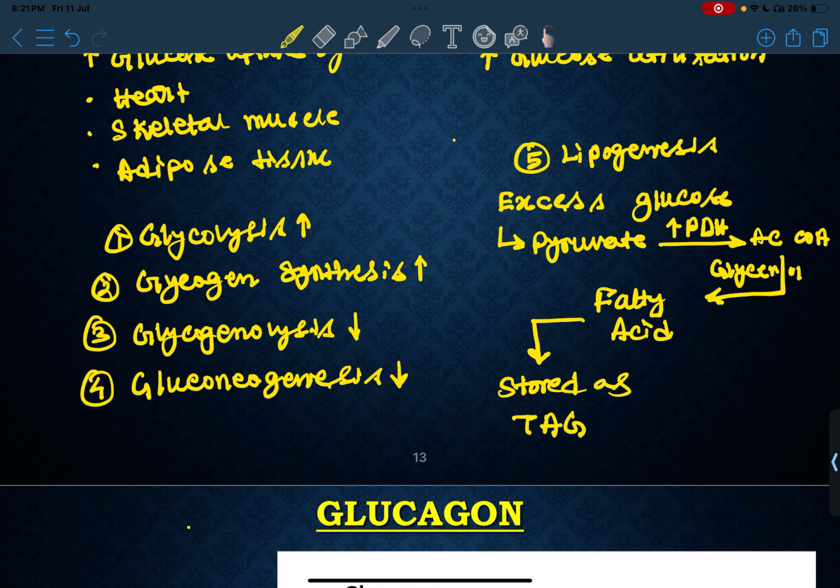Now you can see where the excess sugar goes. It's stored as fat in your body and stays there for a long time. This stored fat will be oxidized when you are fasting for long days. This fat will degrade and produce energy by producing ketone bodies. So lipogenesis will increase.